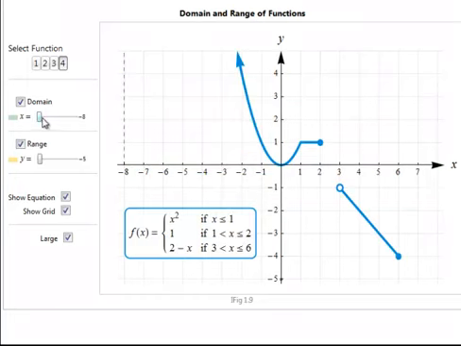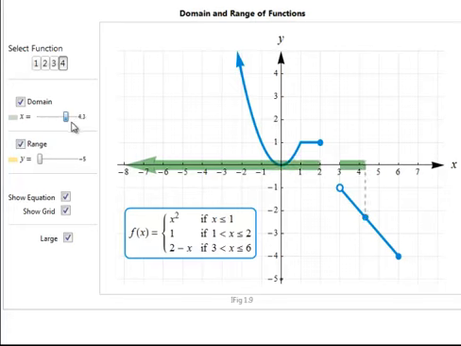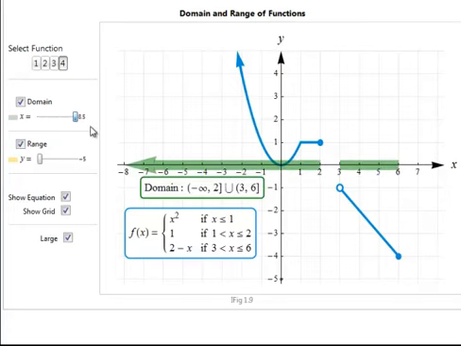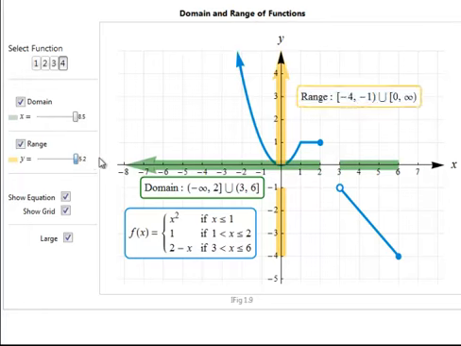Notice that the domain is shown on the graph on the x-axis. The range of the function is shown with the graph on the y-axis. Both the domain and the range are shown in interval notation.